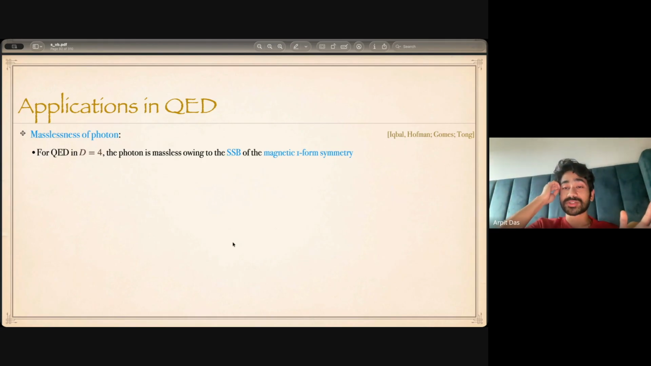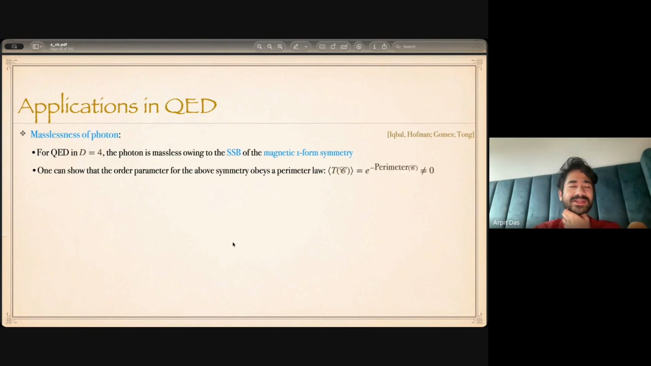Because it's also in the truest sense a symmetry, you can write down its phases. So a Goldstone theorem for this was done by Nabil Iqbal, Iñaki Echeverria, Diego Hofman and company, and they found that if you do a spontaneous symmetry breaking of this one-form symmetry, the Goldstone that you get is indeed the photon.